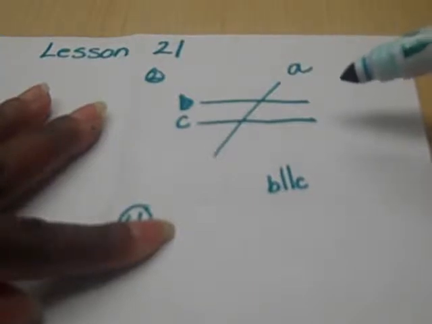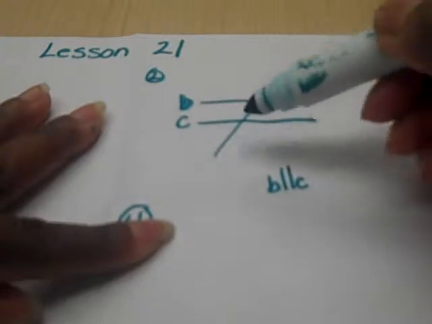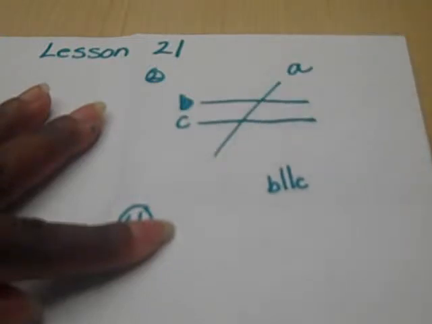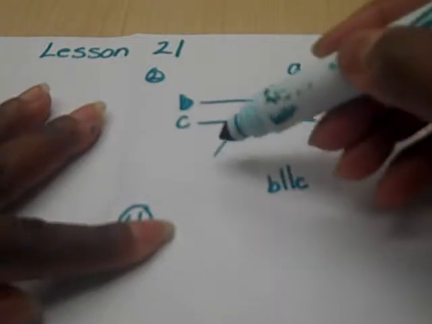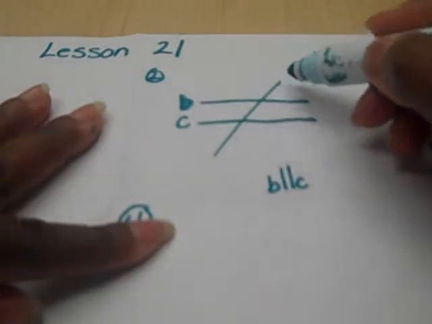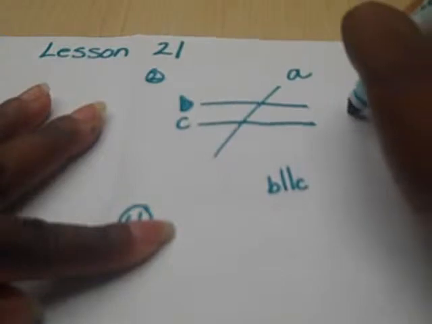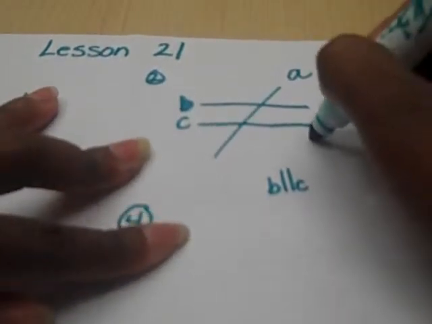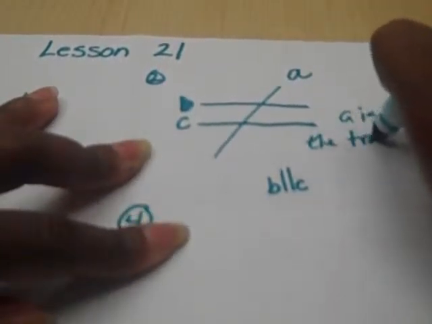Definition of transversal, think back to geometry properties of Unit 1. A transversal is a line that cuts or runs through a set of parallel lines. Our parallel lines, the line cutting or running through. So this is our transversal, A. A is the transversal.